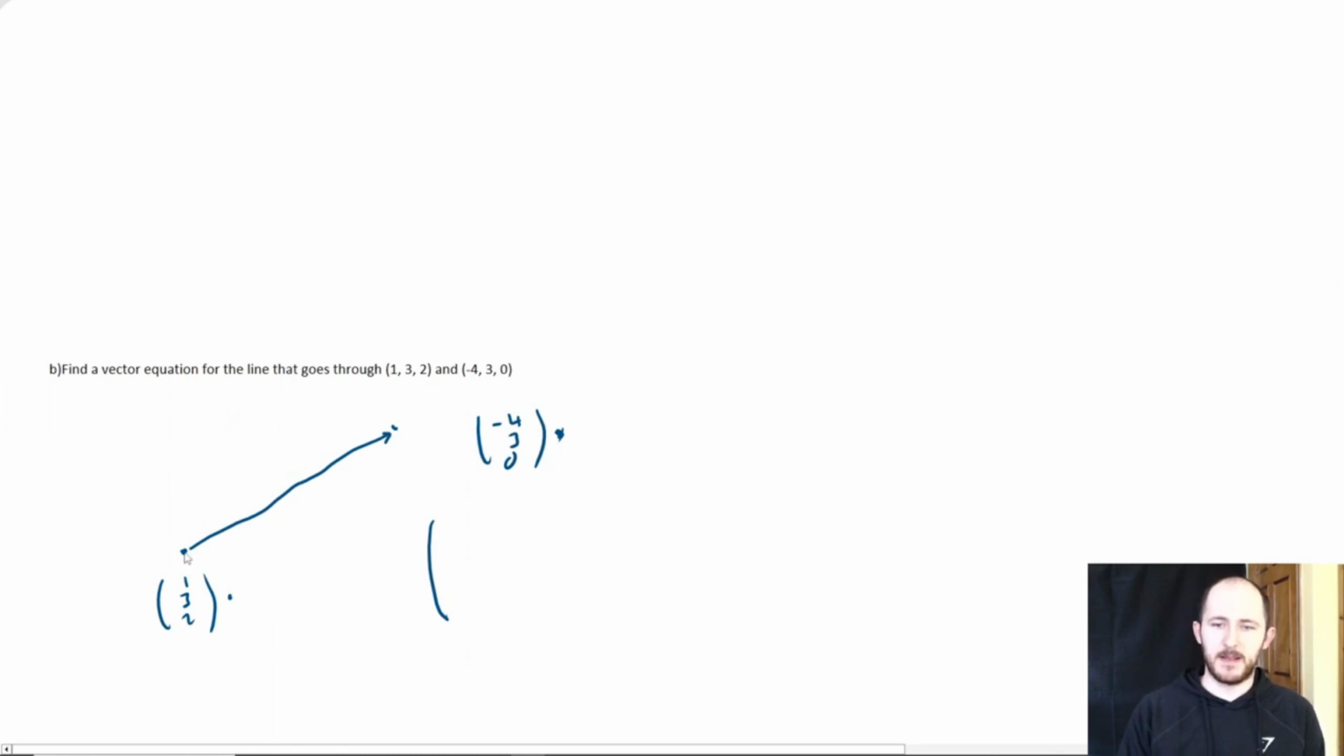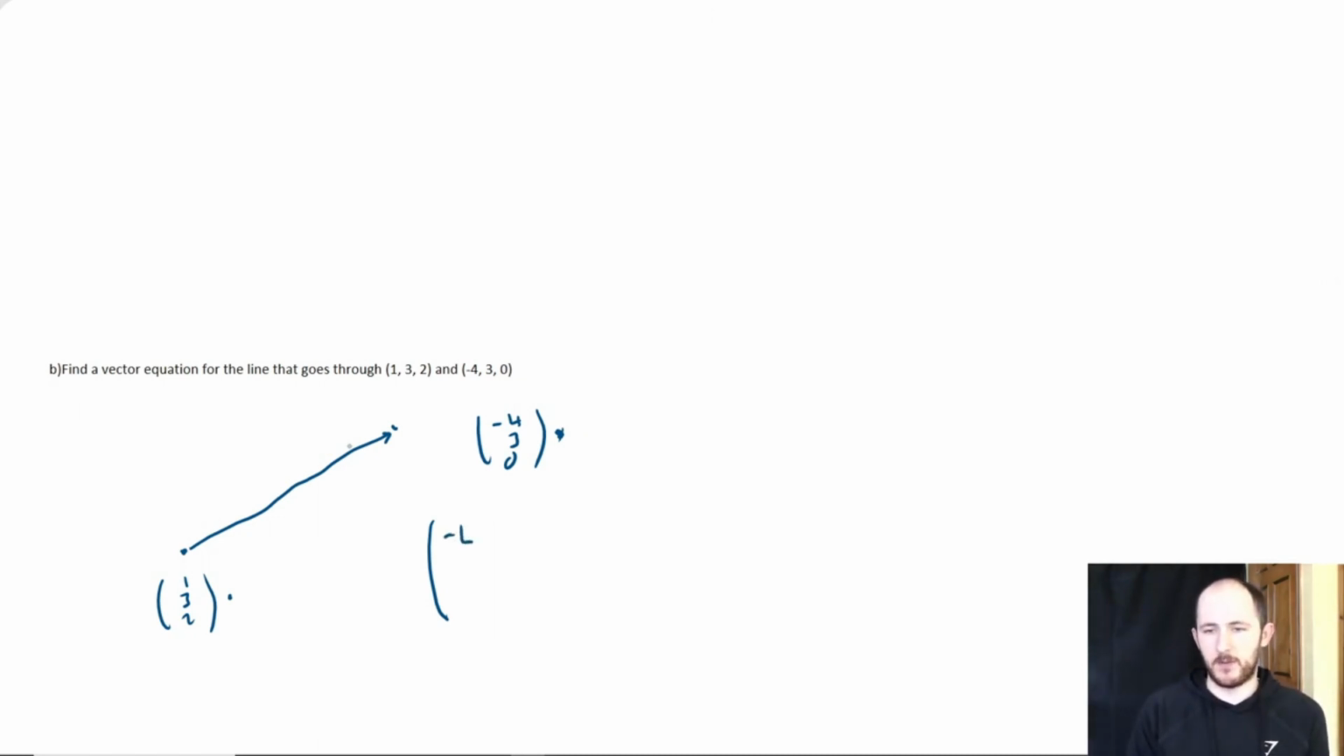Because think about it. These 2 points, if I work out the kind of displacement vector between them, that will give me a vector that's parallel to the line, because the line is going through those 2 points. So a vector that's on top of the line is a parallel vector. Remember, when 2 vectors are on top of each other, that still counts as parallel.